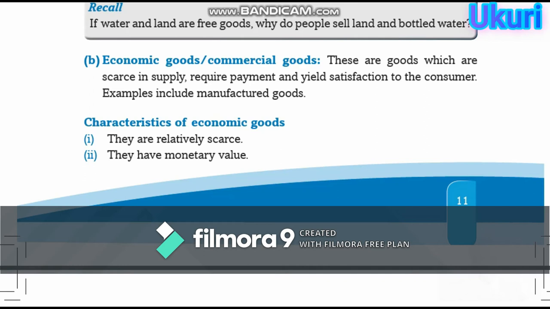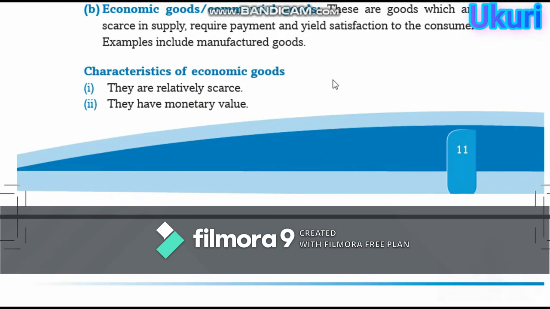Now, economic goods, commercial goods, are goods which are scarce in supply, require payment and yield satisfaction to the consumers. Examples include manufactured goods. Commercial goods are the ones you pay for, different from free goods. Characteristics of economic goods: they are relatively scarce, they have monetary value.